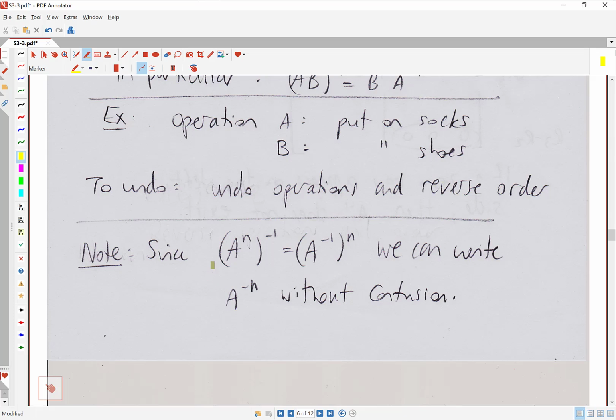So quick comment here, since the inverse of A to the n is equal to A inverse raised to the nth power, we can write the symbol A to the negative n without confusion. So it doesn't matter whether you do the inverse first and then raise to the nth power, or whether you raise it to the nth power and then do the inverse, you're getting the same quantity, the same matrix either way. So you can write A to the negative n without worrying about misinterpretation.